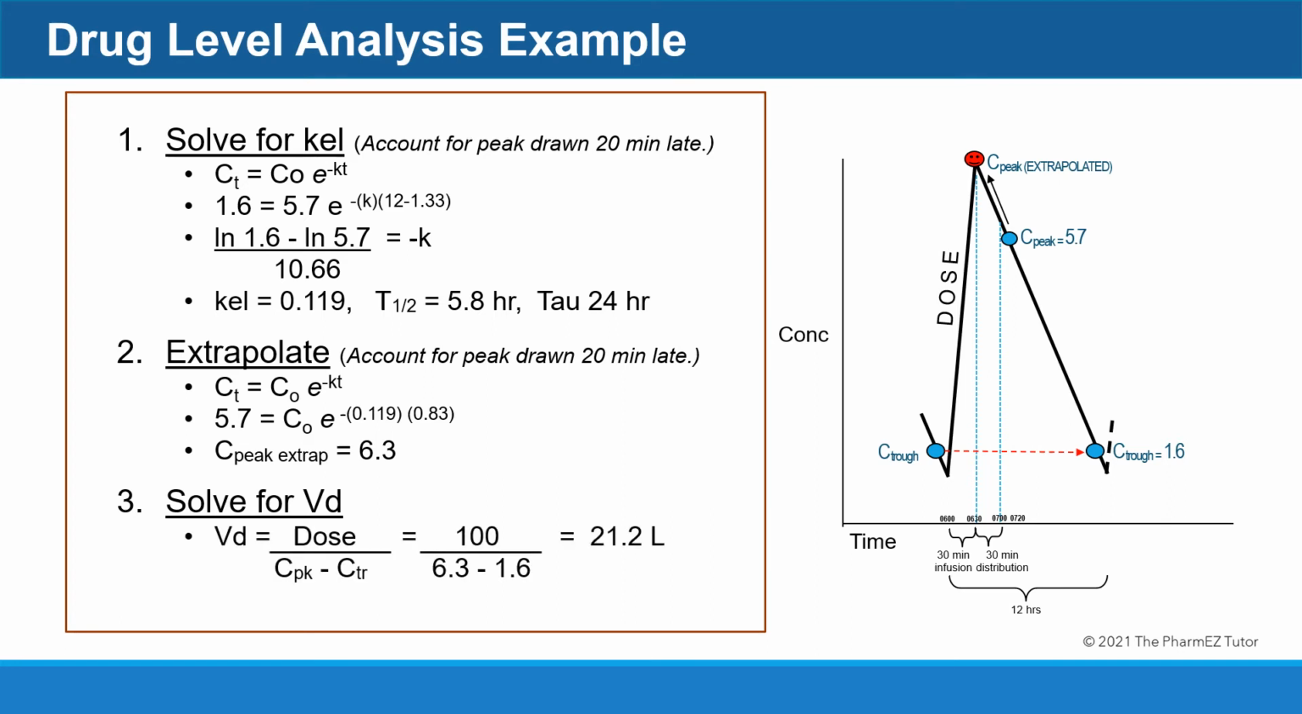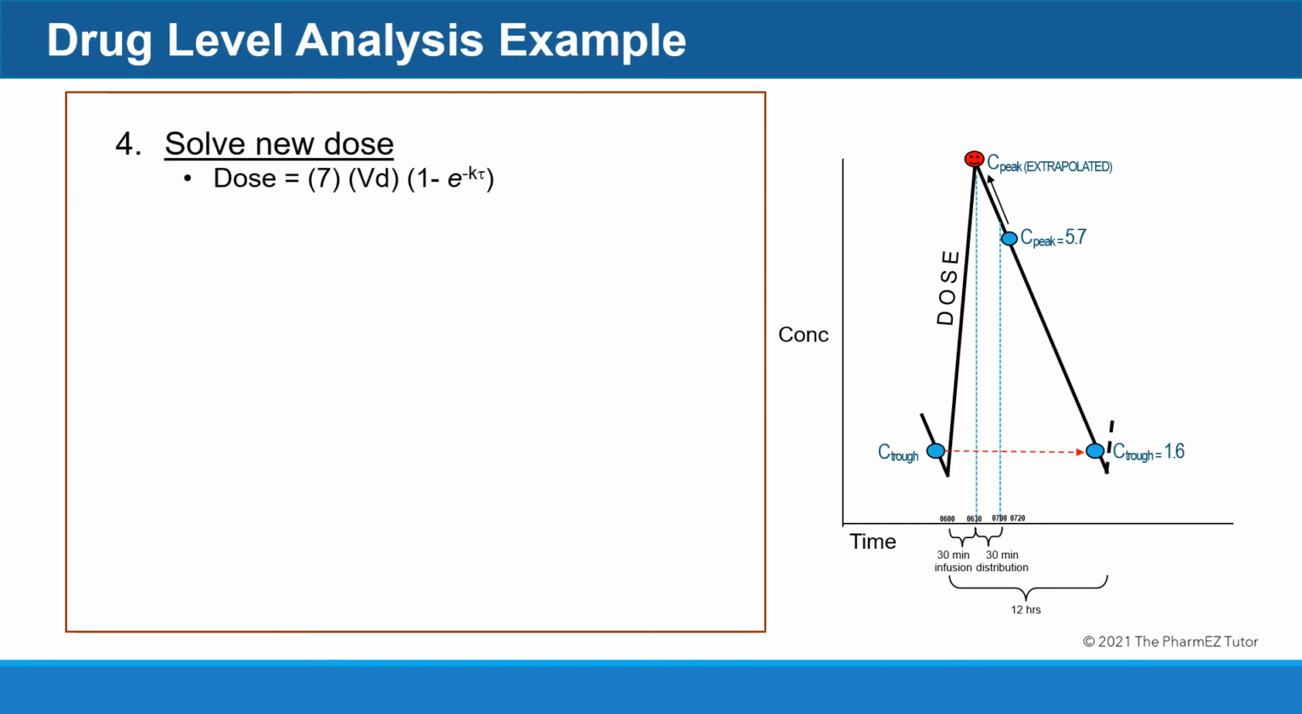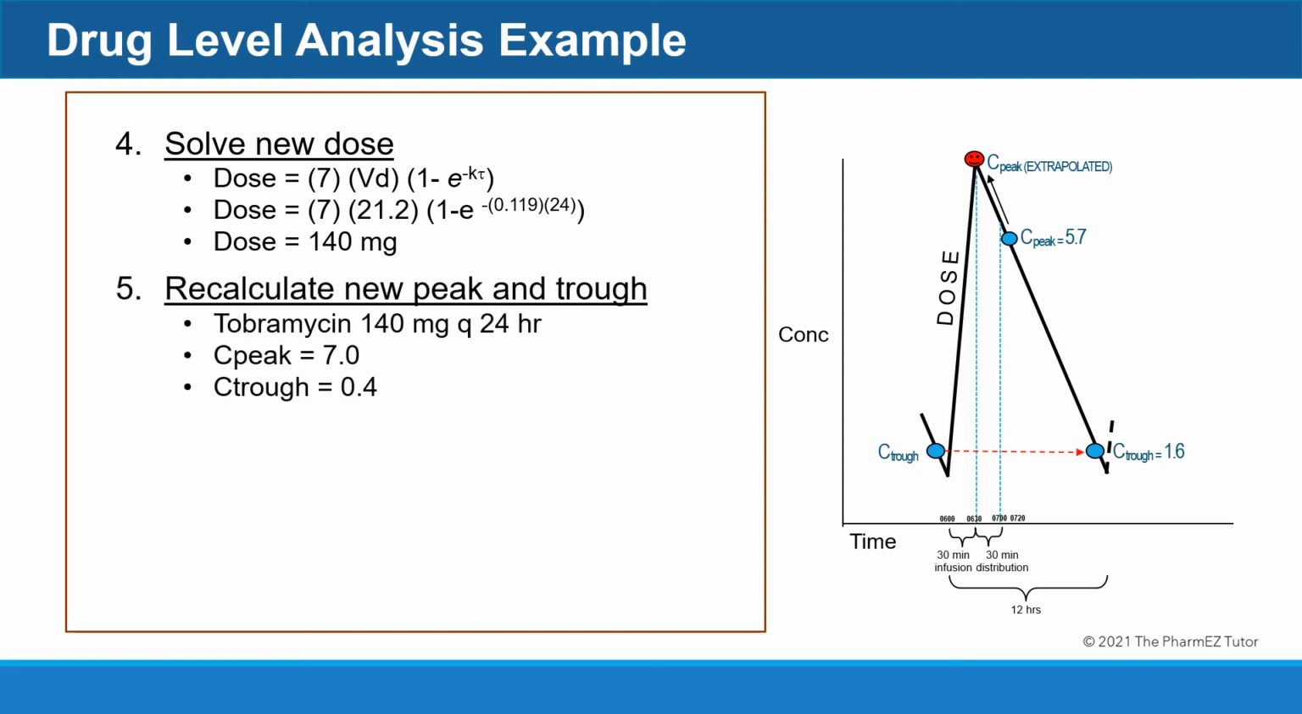Vd is equal to the dose divided by the difference between the peak and trough levels, which would be 100 over the difference between 6.3 and 1.6, which is 21.2 liters. We now have all of our kinetic values, and so we solve for a new dose, which would be 7 times the Vd of 21.2 times 1 minus e to the minus K, where K was 0.119, and the dosing interval we decided on was 24 hours. The dose becomes 140 milligrams.